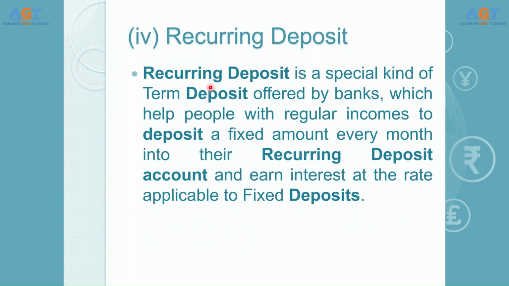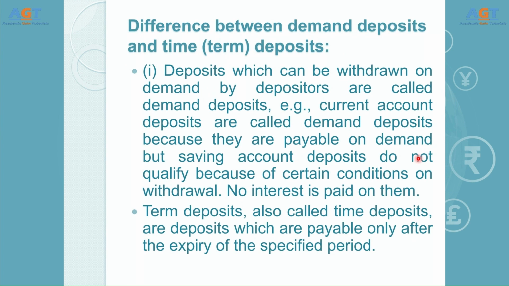A recurring deposit is a special kind of term deposit where a person deposits a fixed amount every month. It is useful for people with regular income. Interest is typically similar to the rate applicable to fixed deposits. Now that we know deposit types, let's compare demand deposits with time deposits.